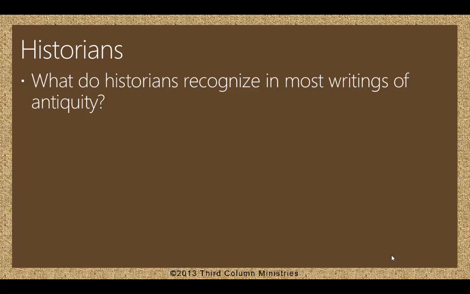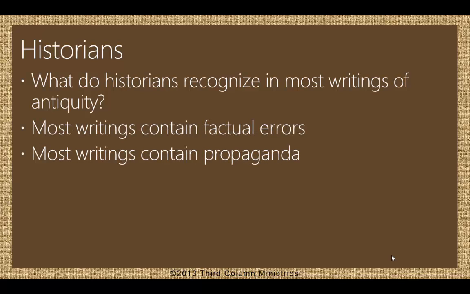So how do historians recognize in most writings of antiquity that most of them contain factual errors, and most of their writings also contain what we call propaganda? In other words, when they're reading something about the story of Julius Caesar, they realize that there are facts in there, and they realize that there's propaganda. So when historians read things in the ancient world, that's kind of how they look at everything.